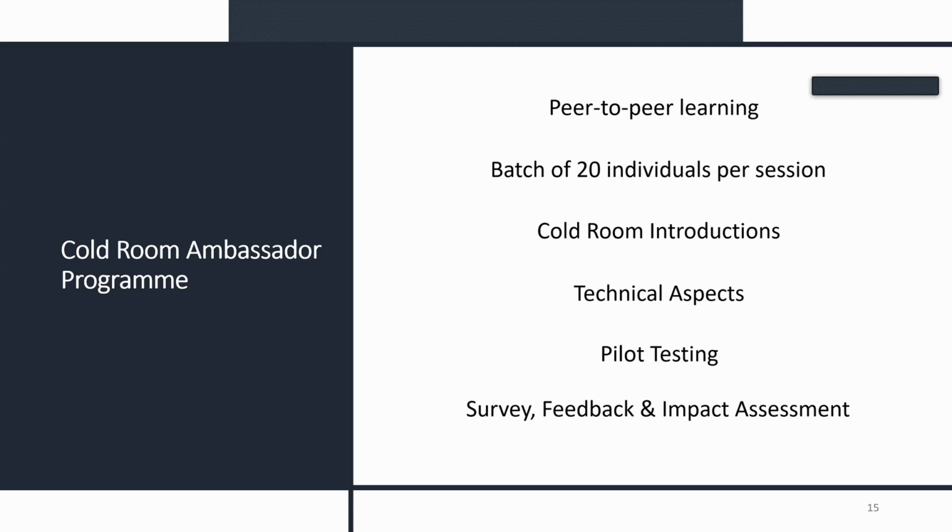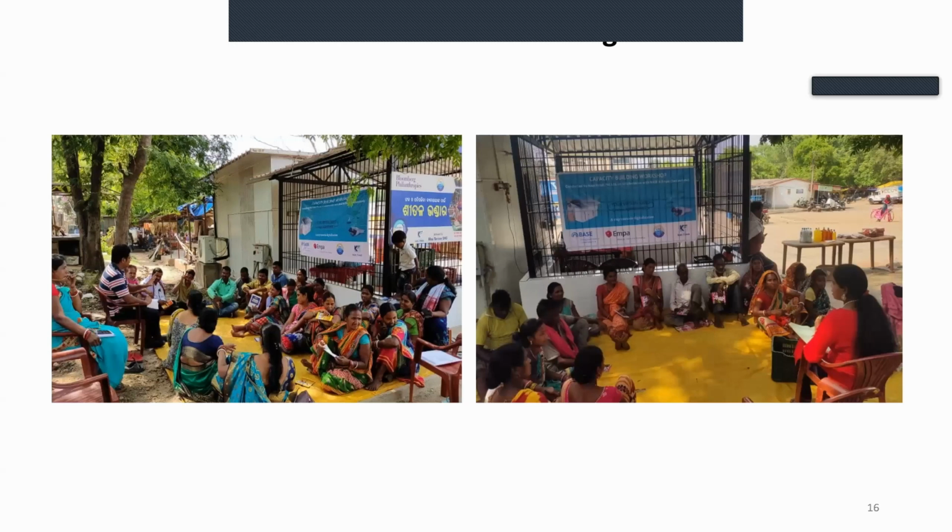Through this cold room ambassador program, the main motive was that whatever training and knowledge we imparted to them, they should pass on the same information to the other farmers. That is the main part of peer-to-peer learning. You can see here a 5 metric ton cold room to which the farmers were called, and this ambassador program was conducted.